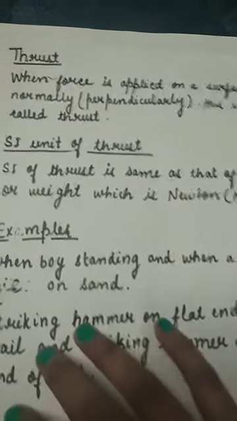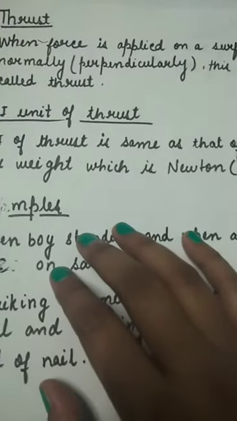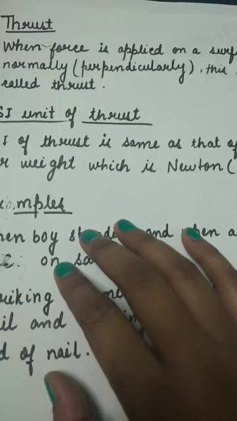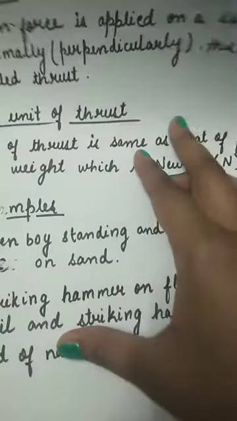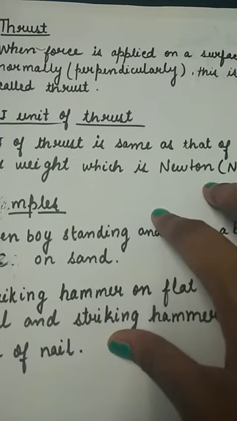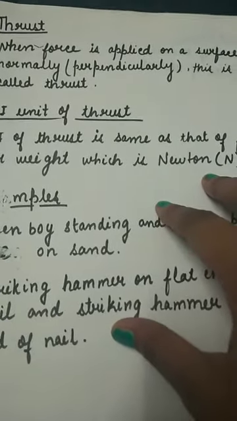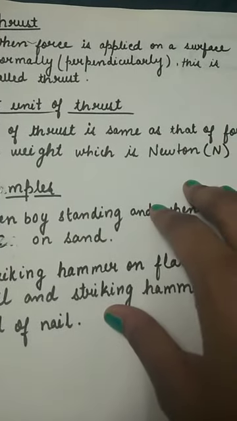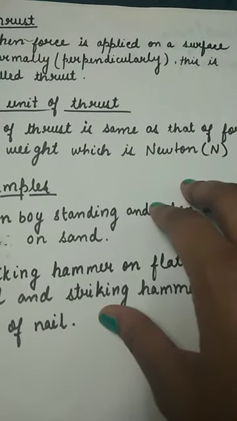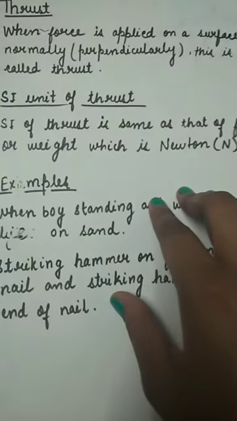Because thrust and force are the same, the SI unit of thrust is Newton, because it is the same as that of force. So the SI unit of thrust is Newton, and the SI unit of weight is also Newton, because weight is also nothing but force.